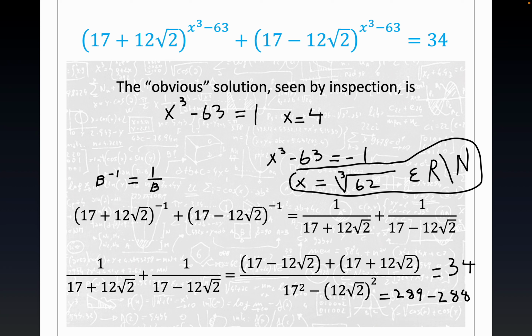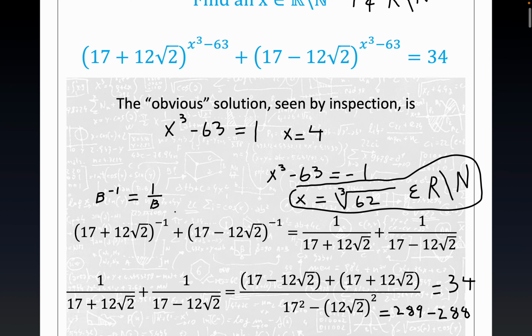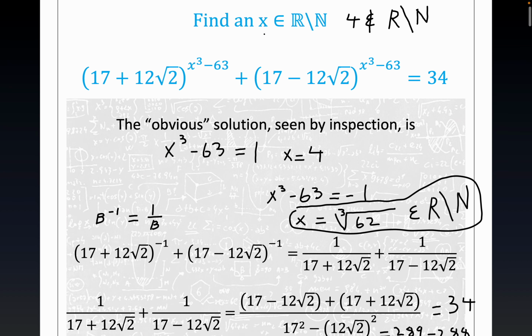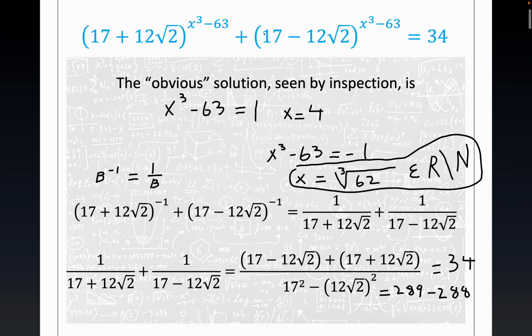Now I know that a little bit of inspiration was required to even try this, but if you're familiar with working with conjugate surds, you know that this is at least an attempt. And I'm not claiming that this is the only solution. Nowhere am I saying that's the only solution, because I was careful with my indefinite article. I said find an x. I think there's a lot of complex solutions to this, but we did satisfy the conditions of the problem, and I guess that's all I have to tell you guys.